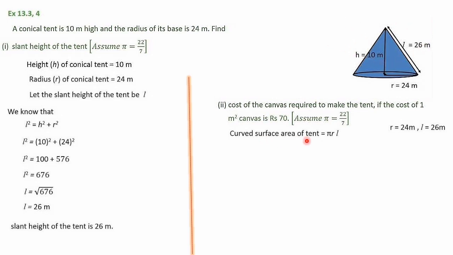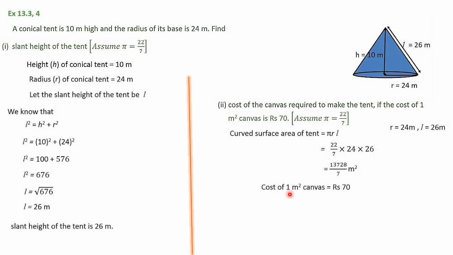While making the tent we are covering the curved surface first. So curved surface area of the tent is the formula pi R L. Pi is 22 by 7 into radius, 24, into L, 26. We have got L as 26. Here we actually need R and L only. H is not necessary for finding the curved surface. Then 22 into 24 into 26. Just multiply it, this will come as 13,728. Please do not copy, just multiply it and check whether you are getting the answer or not. Divided by 7 meter square.